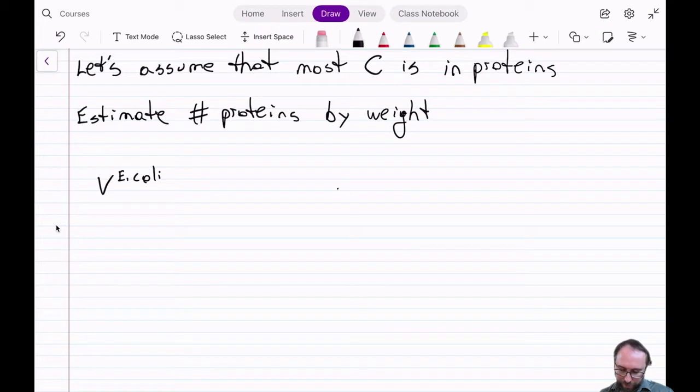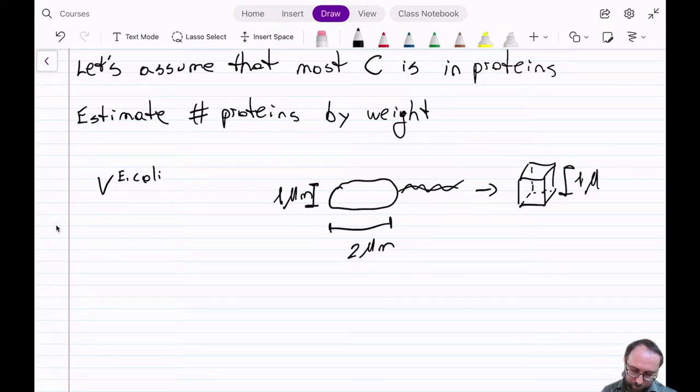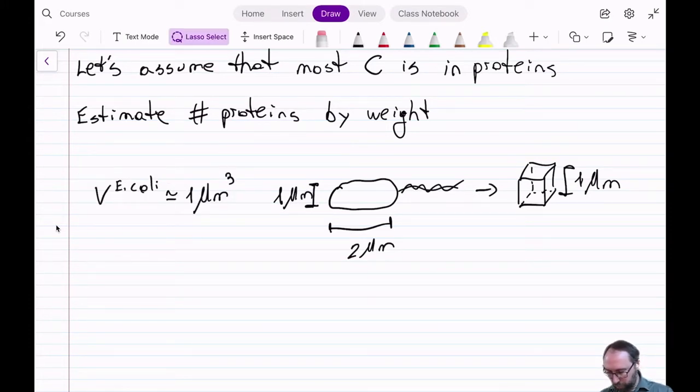And E. coli is basically, in case you haven't thought much about it, on the order of 2 micrometers by 1 micrometer. And basically what I'm going to say is that I'm going to think of this as a little cube of side 1 micrometer, which means that the volume of E. coli is going to be about 1 micrometer cubed. Okay, or as we saw in the previous vignette, the same as 1 femtoliter.